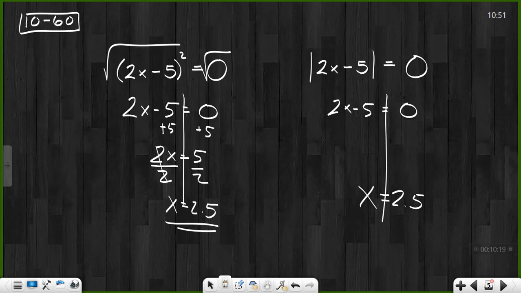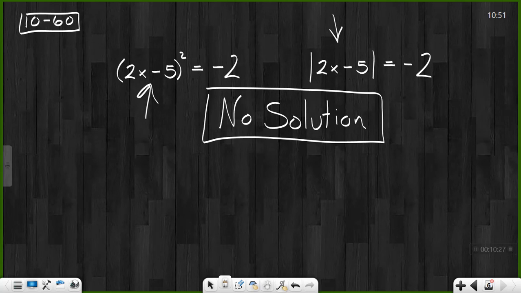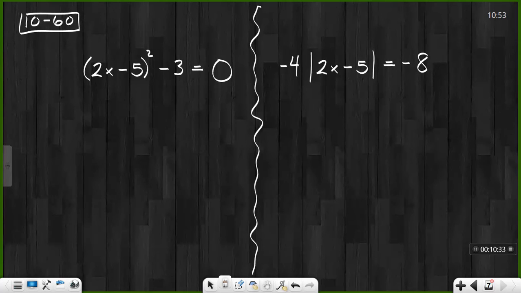If our perfect square group or our absolute value group is set equal to 0, then you will get one solution and one solution only. And if our perfect square group or our absolute value group are set equal to a negative number, you will end up with no solution.